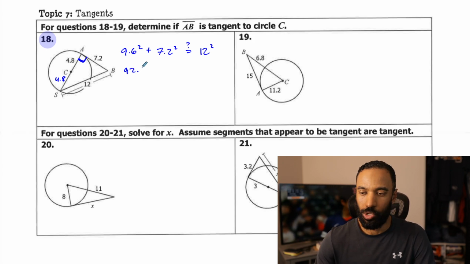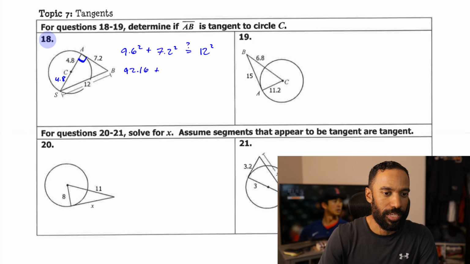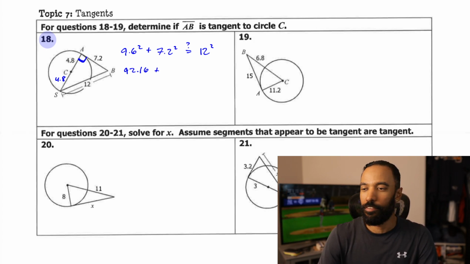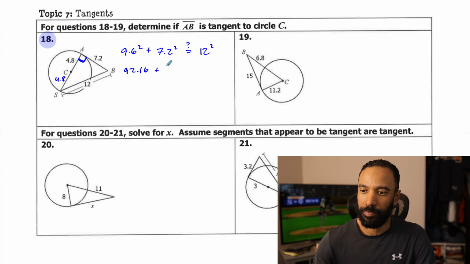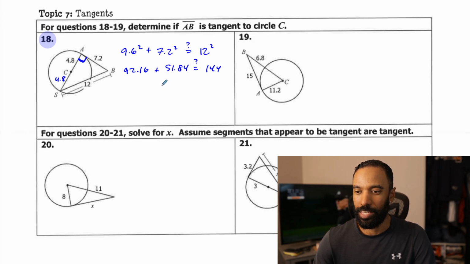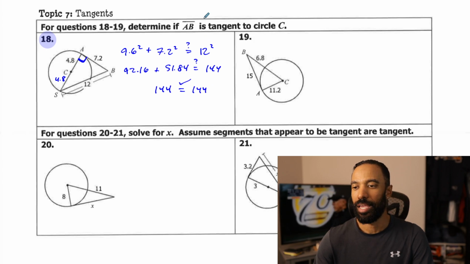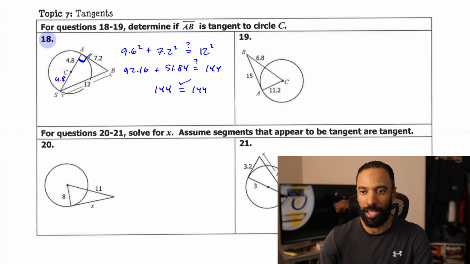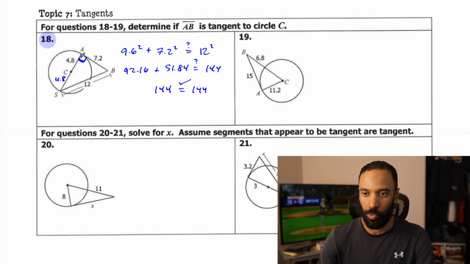So this is 92.16, and this is 51.84. Yep. At least it goes to a whole number: 144 equals 144. That checks out. As long as a squared plus b squared equals c squared, this makes a right triangle. If it's a right triangle, that's a right angle. If it's a right angle, this is a radius that would intersect with a tangent line. So is it tangent? Yes.